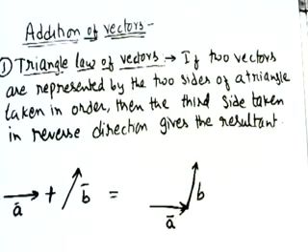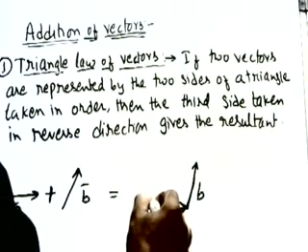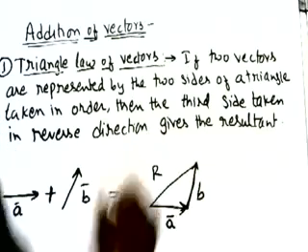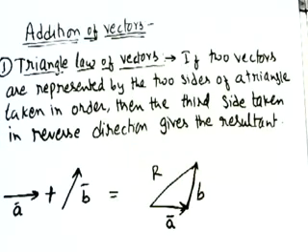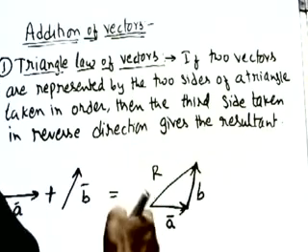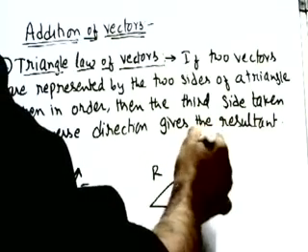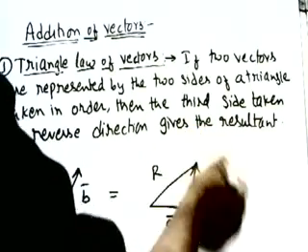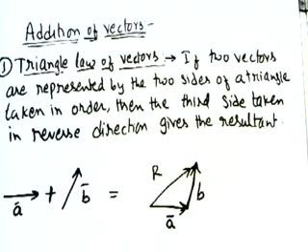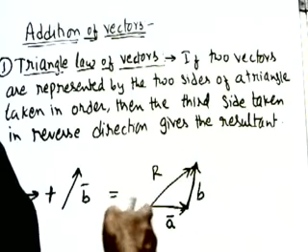Now the resultant of these two is given by the third side, the closing side of the triangle. Suppose you close this one, this will give the resultant, but the direction will be opposite. Suppose we are going like this, from tail to head, tail to head. Now the direction will not be like this, but in the reversed order, like this.